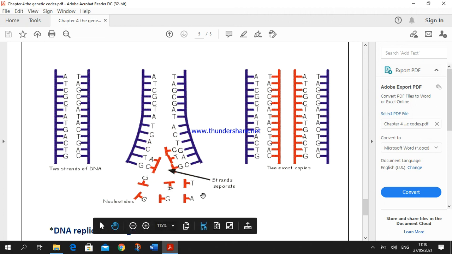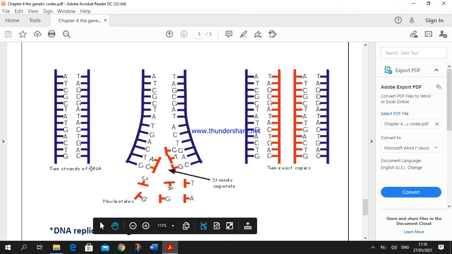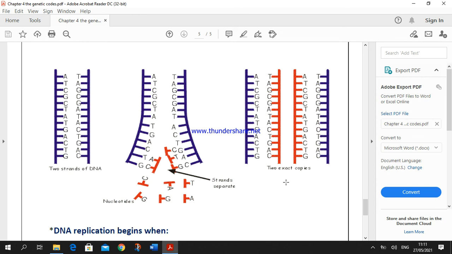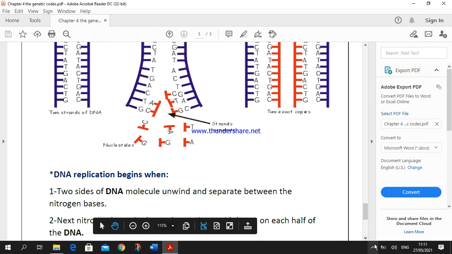After this process ends, we obtain two exact copies of DNA. Comparing the two copies to the first, they are the same. At the end of replication, two identical DNA molecules are formed. This is known as DNA replication.